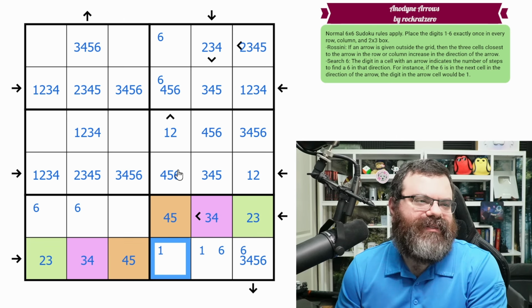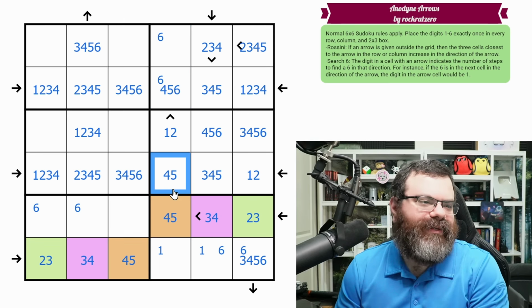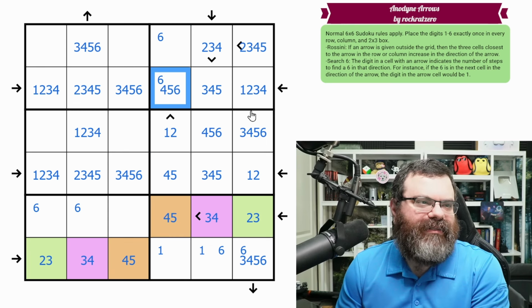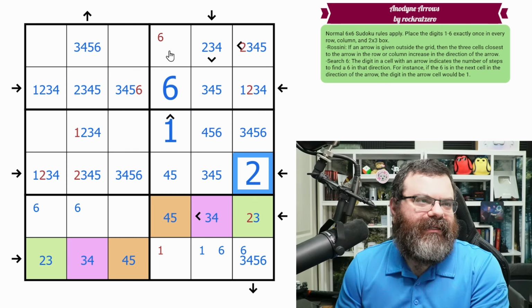Oh, this can't be a 6, and this can't be a 6. Remember, the 6 is up here. So that's a 4 or 5 pair. Oh. And so that 4 or 5 pair tells us that this has to be the 6, because that can't be a 4 or 5. So that's a 6, that's a 1, that's a 2. This can no longer be 2, that can't be 2.